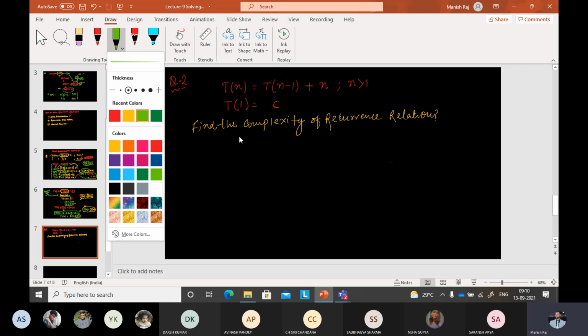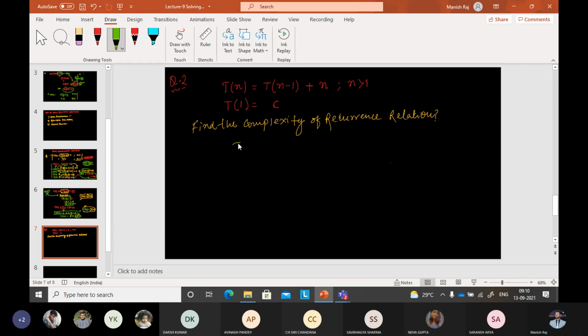The relation given to me is Tn = Tn-1 + n. First we will deal with this. This is the base case. The base case will be used when we obtain the generalized form, then we will use the base case. This type of relation is given to you.